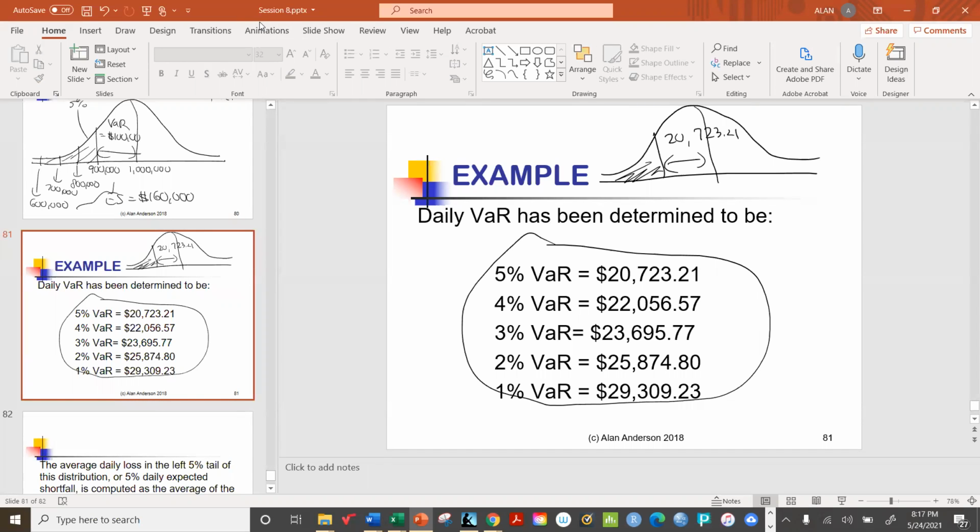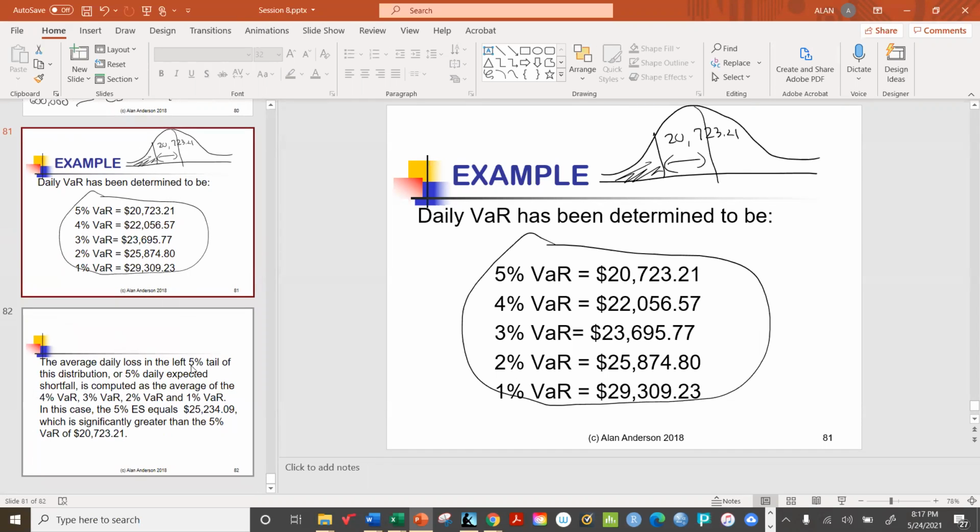What do I come up with? Well, it turns out, I'm reading it from the next slide, the average is 25,234.09. And I think you'll agree this is much more useful than just the VAR by itself. So if I hit the left 5% tail, my VAR is about 20,723, but if I land in that tail, my average loss should be in the neighborhood of 25,234.09.